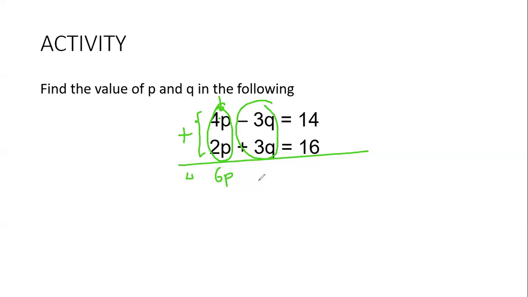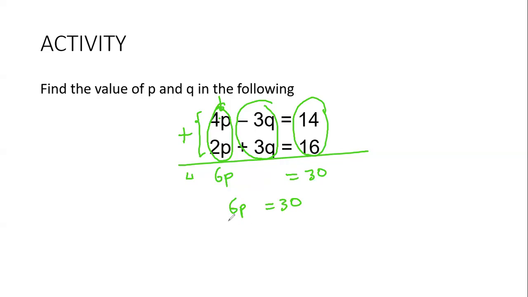What do you get? These ones we are getting 0. 0. Good. Now we add these ones here. We are getting 30. Now we continue. 6p is equal to 30. Can you solve for us?